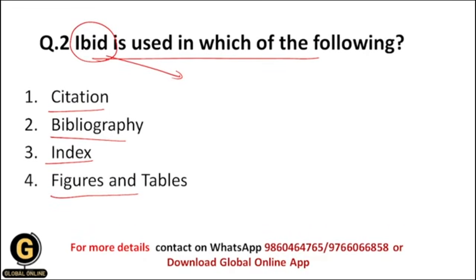So students, the full form of IBID is "in the same source", and it is used to save space in textual references to quoted work which has been mentioned in a previous reference. All of you understood, and that's why IBID is used in citation.